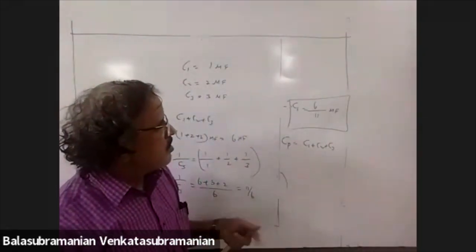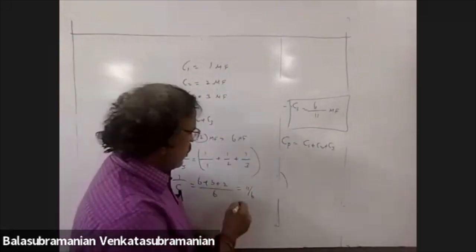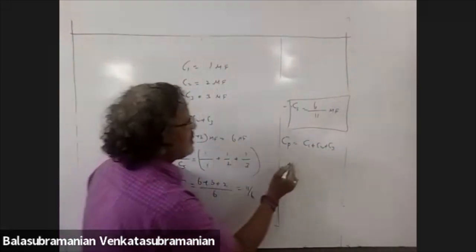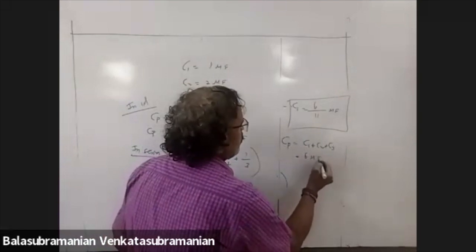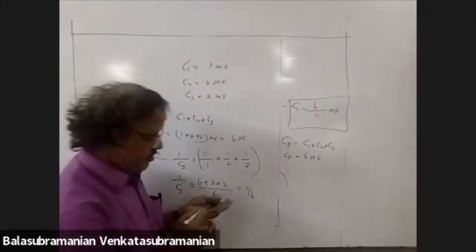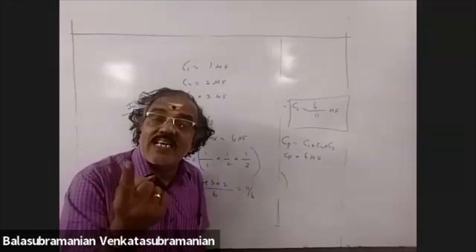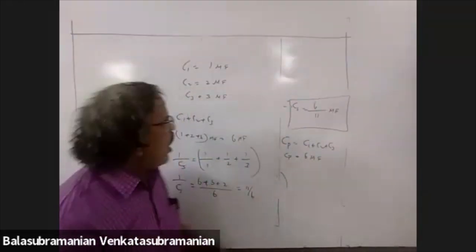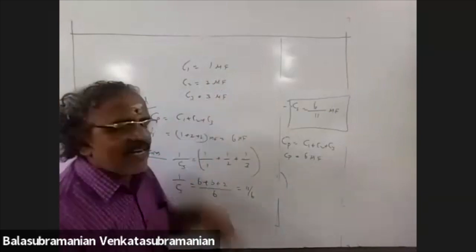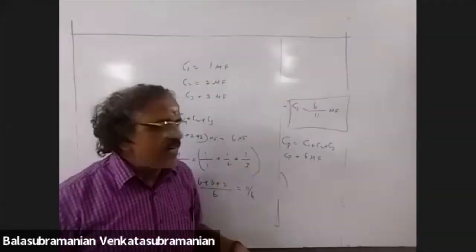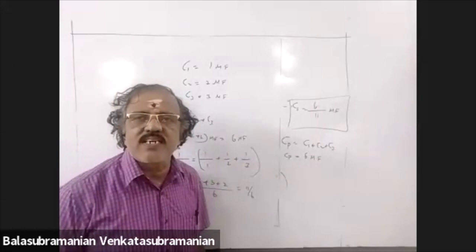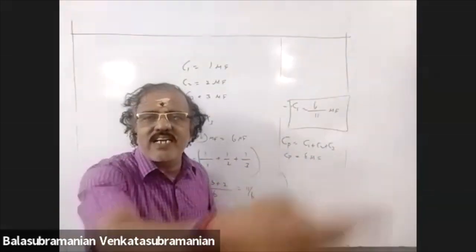Cp, what is the value? We got 6 microfarad. The resultant 6 microfarad is greater than the greatest. Out of the 3 values, the greatest value here is 3 microfarad. Your answer 6 microfarad is greater than the greatest.